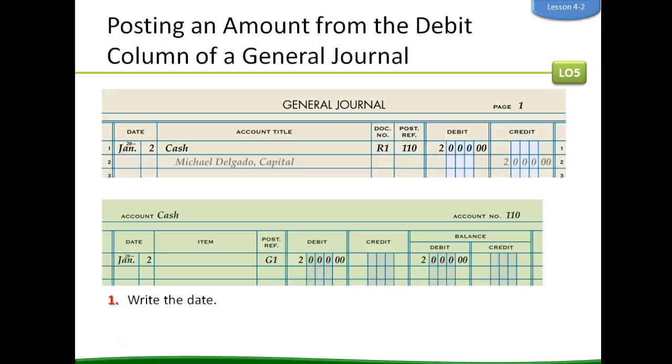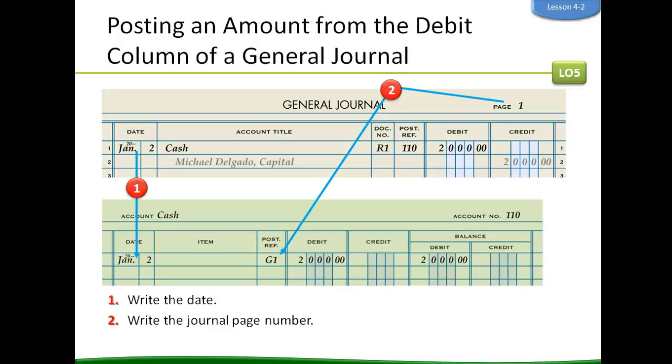After we wrote that in the general journal, now we need to go ahead and write this part of the transaction, or the debit part of the transaction, in our ledger for our cash, because we need to be able to have now a running total of the information in our cash account. So the first thing we're going to do is carry the date, and then we're going to write the page number of the journal where this information is coming from.